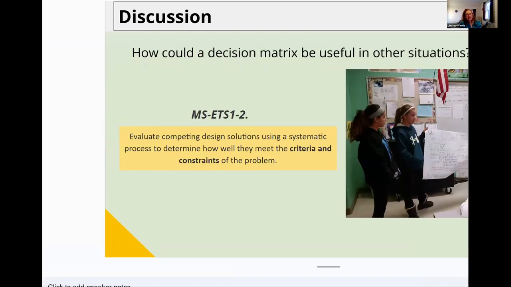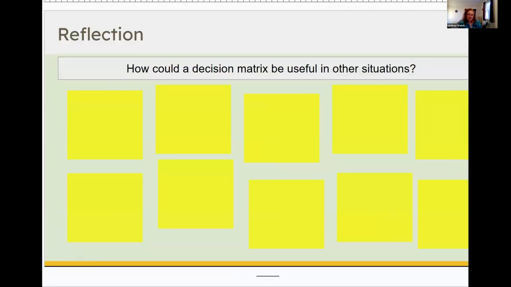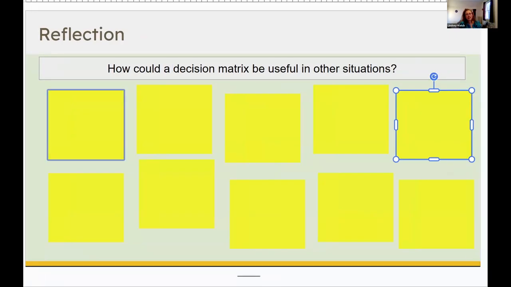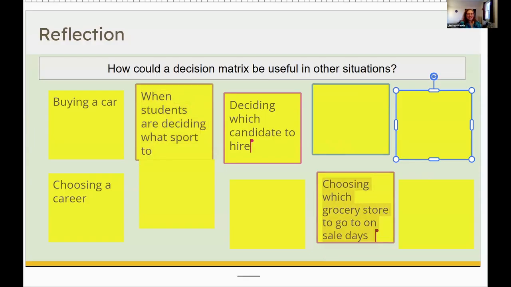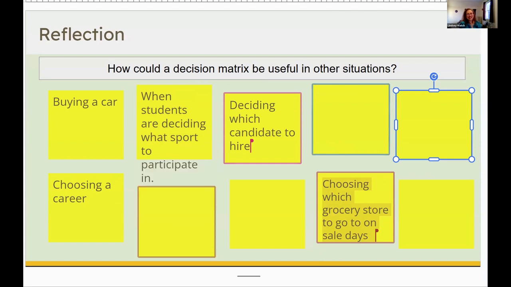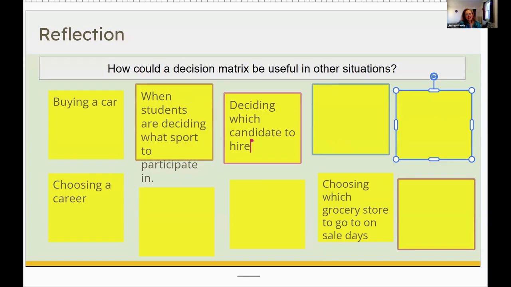If anyone had any other thoughts, there's sticky notes on slide 59. It could be in class, it could be in real life. If you would share, if you have any thoughts on where a decision matrix could be useful. Yeah, these are great examples. Buying a car, choosing a career. Boy, that's leaving it up to the decision matrix fate there. I love it. Yeah, which grocery store to go to on sale days.